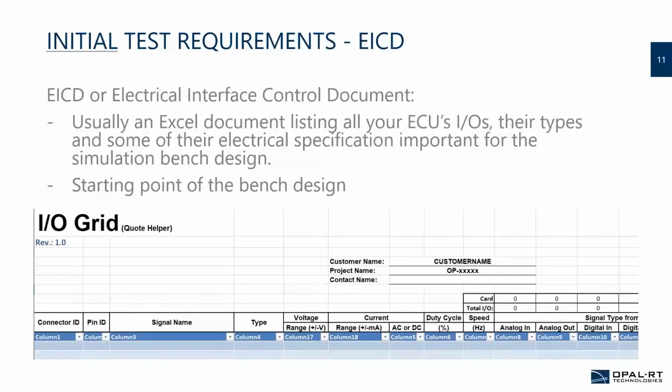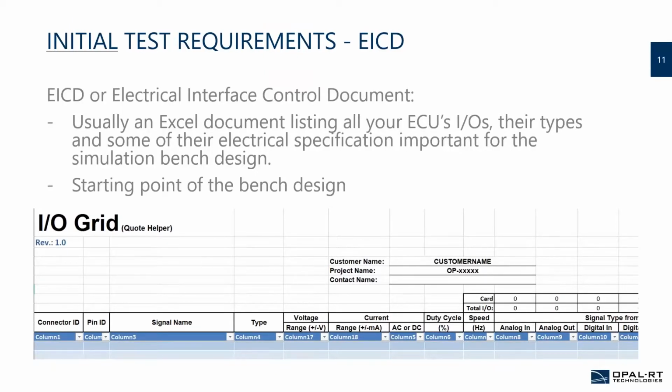So on to the EICD. The EICD stands for Electrical Interface Control Document. Usually it's an Excel document that will list all the ECU IOs. Airframers usually use those for all the subsystems that will be present in the aircraft, so as to be able to monitor everything on a versioning level.